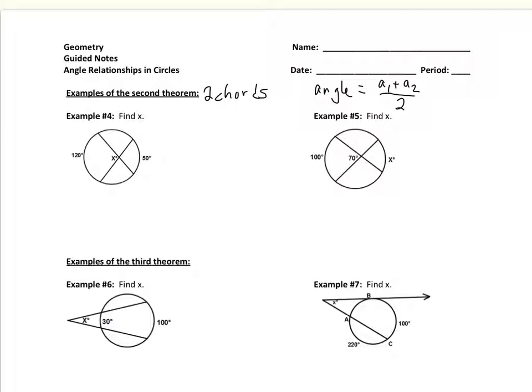So in this case, you can see we have 120 as one of the arcs and 50 as the other arc that are intercepted by these two angles. So this angle x would simply be arc 120 plus arc 50, and then we will divide that by 2. So 120 plus 50 is 170 divided by 2, which is going to be 85.